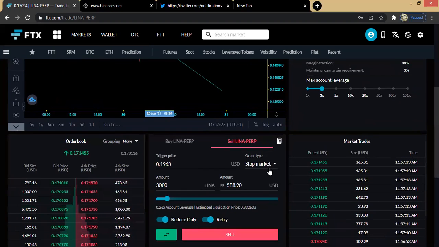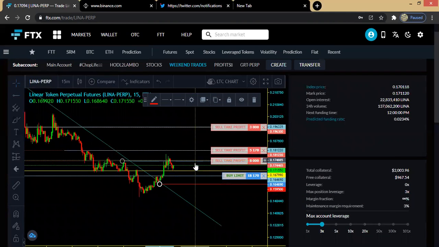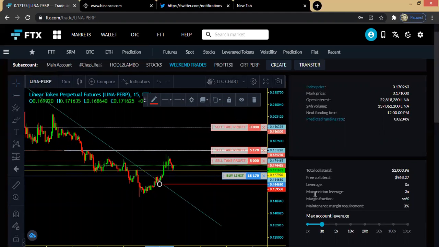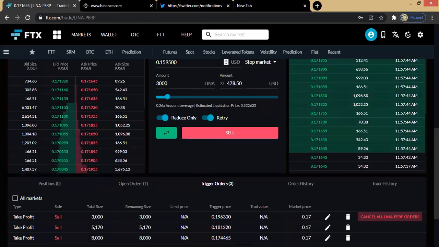Now how do I do that? I go to this stop market and select it, just as I've shown already. I put 0.159,500 as my SL. That's my stop loss. Remember, this is my stop loss.